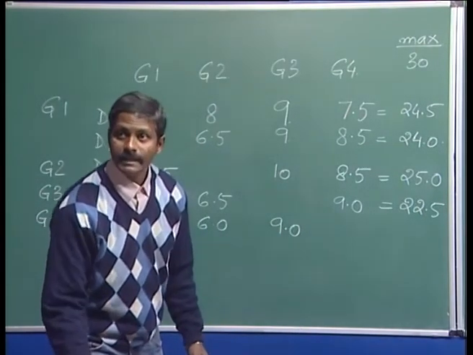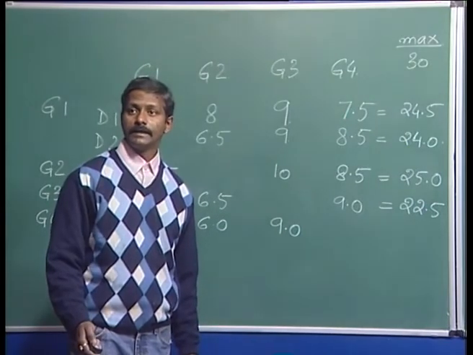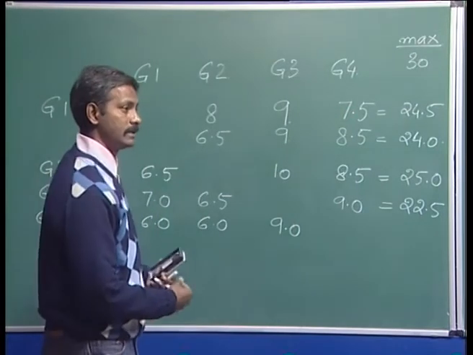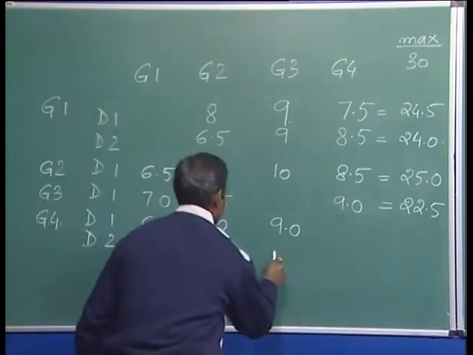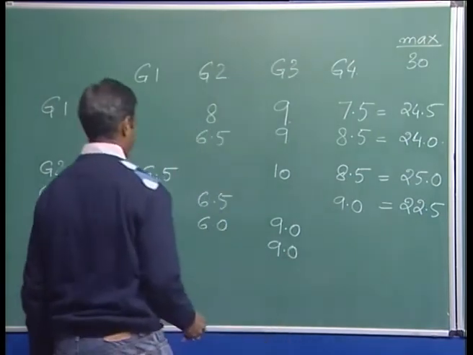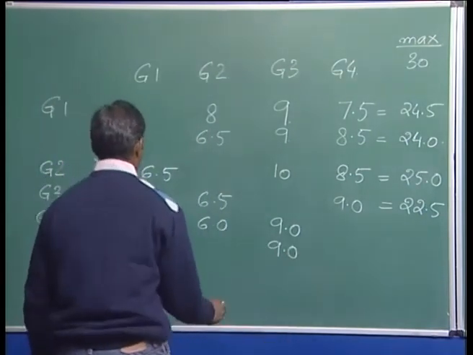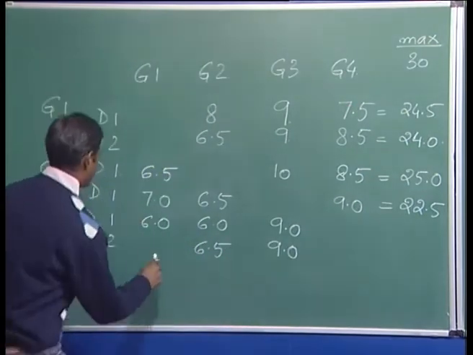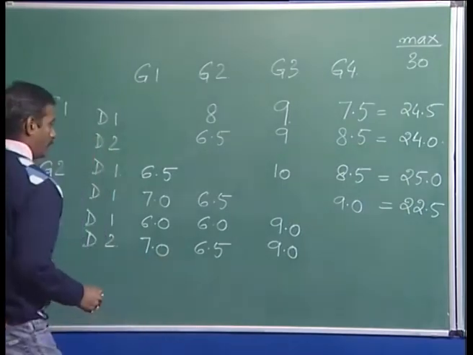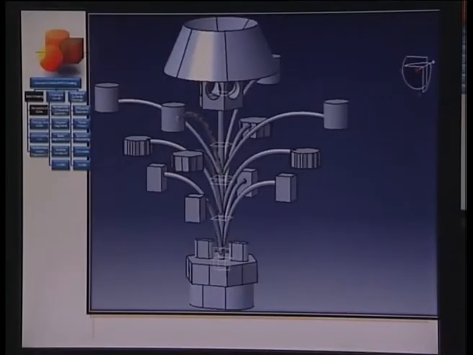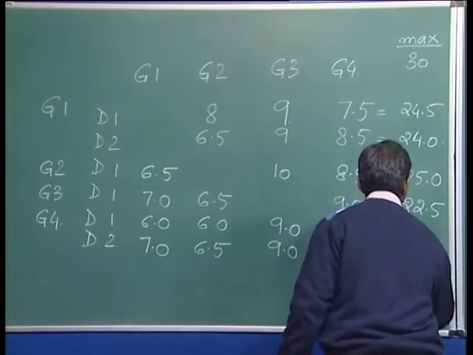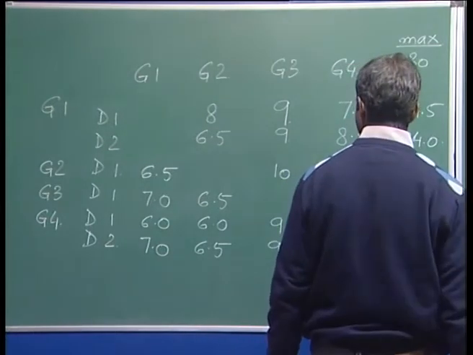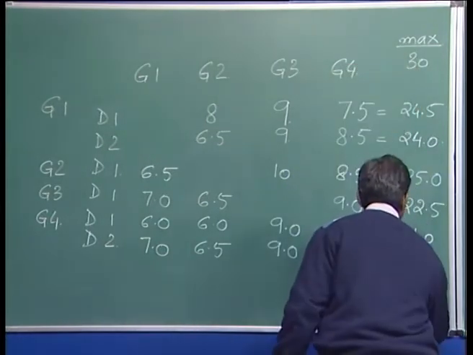And this is the second of the two designs. Group 3, what do you say about this? 9 marks. Group 2, 6.5. Group 1, 7.0. 12 and 9 is 21. And 7 and 9 is 16. 22.5.